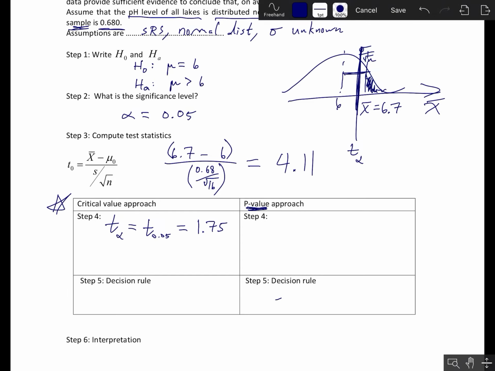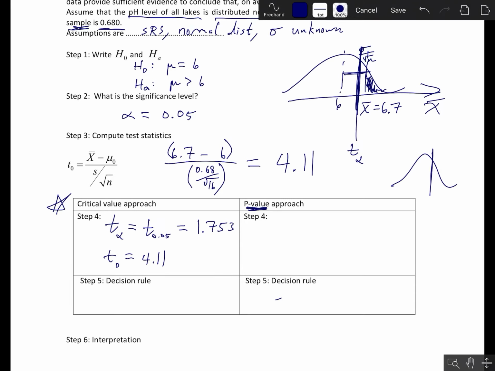So what I got as my t value is 1.753. But we also know our test statistic was 4.11.